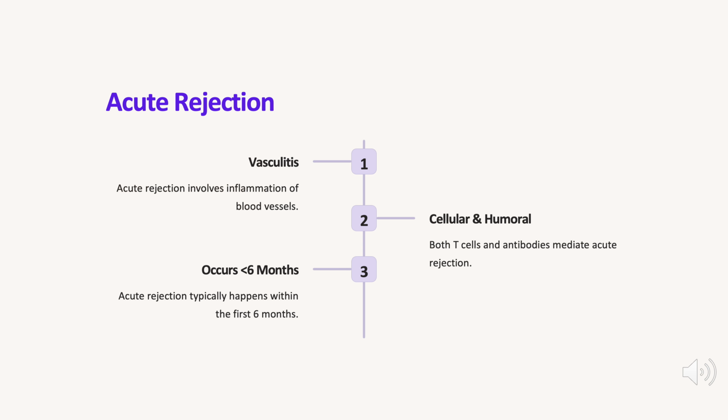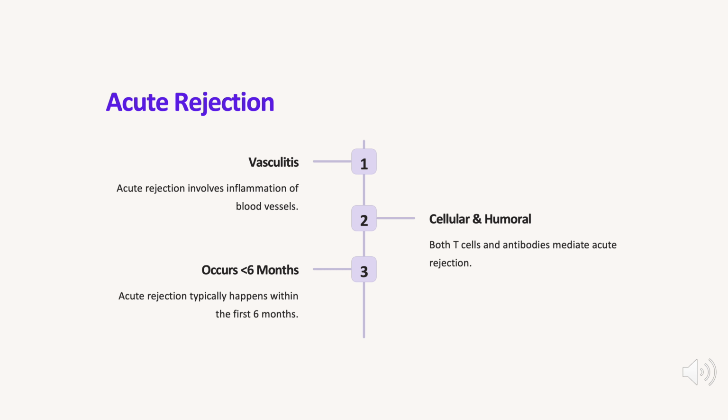Acute rejection in transplant surgery involves several key characteristics. 1. Vascular inflammation. Acute rejection leads to inflammation of blood vessels, a process known as vasculitis. This inflammation can impair blood flow to the transplanted organ, leading to tissue damage and dysfunction.